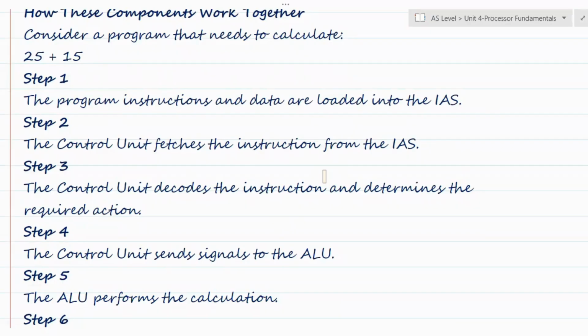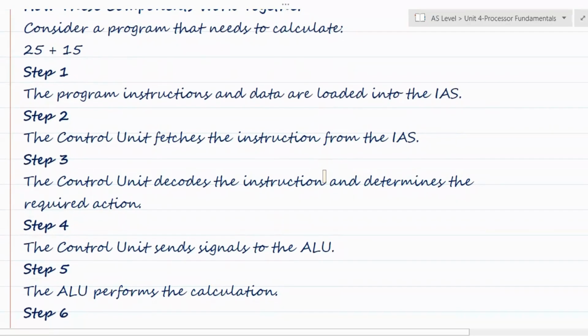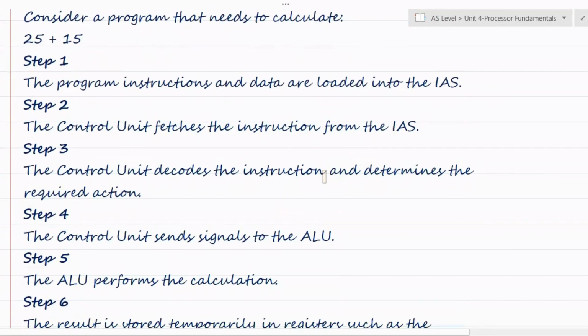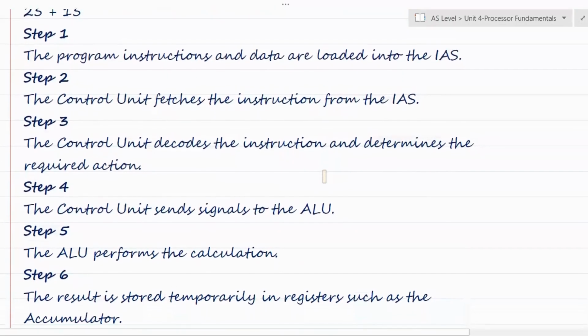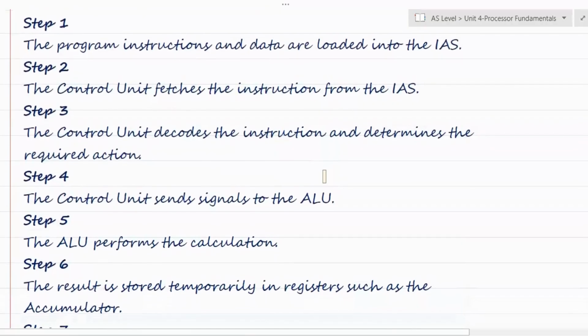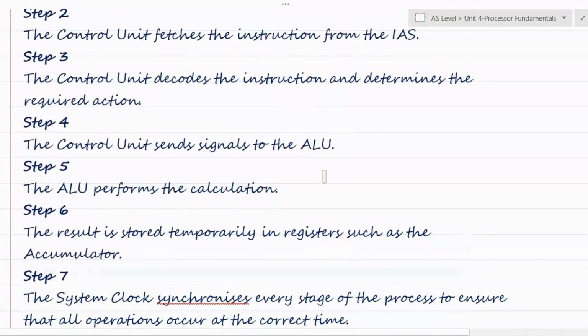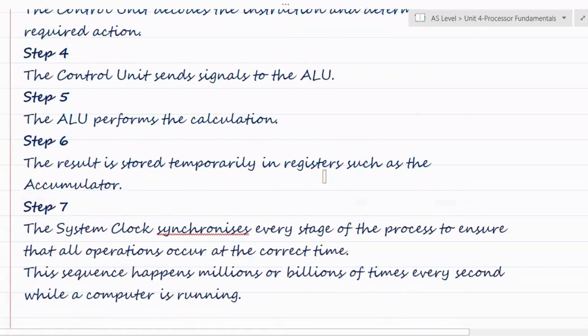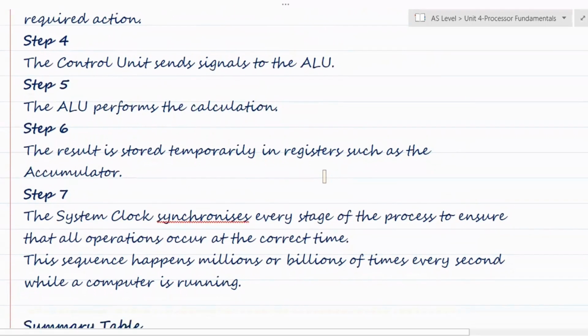Then it sends signals to the ALU. The ALU performs the calculation. The result is temporarily stored in the accumulator. And throughout this entire process, the system clock synchronizes every operation. And all of this happens in a fraction of a second. Okay?